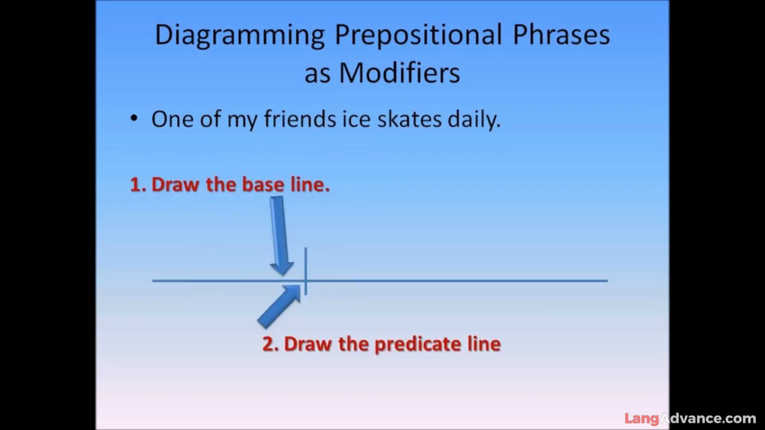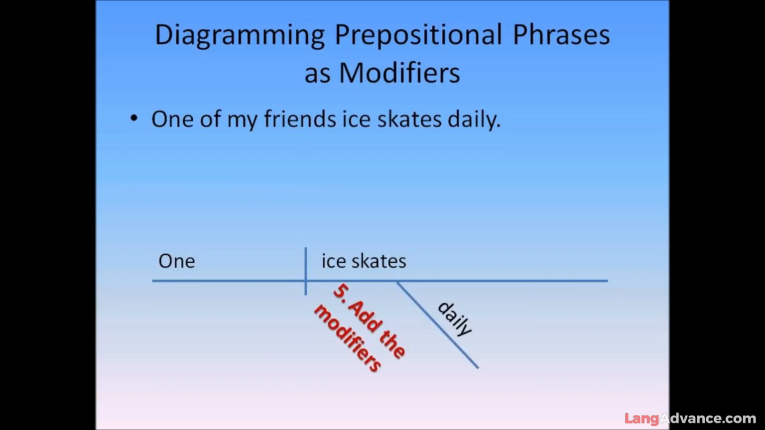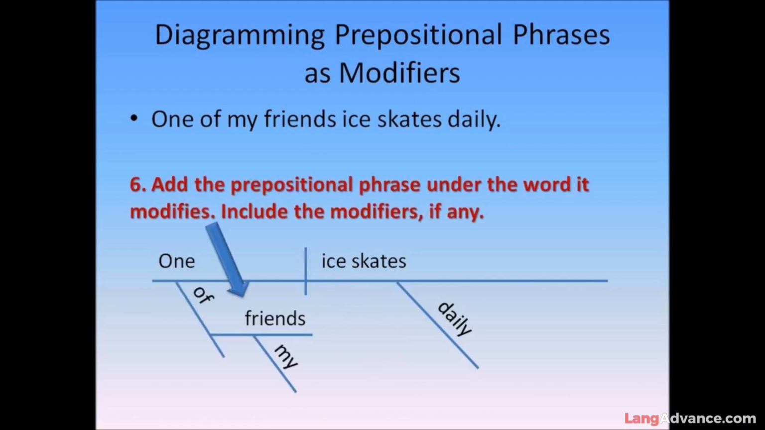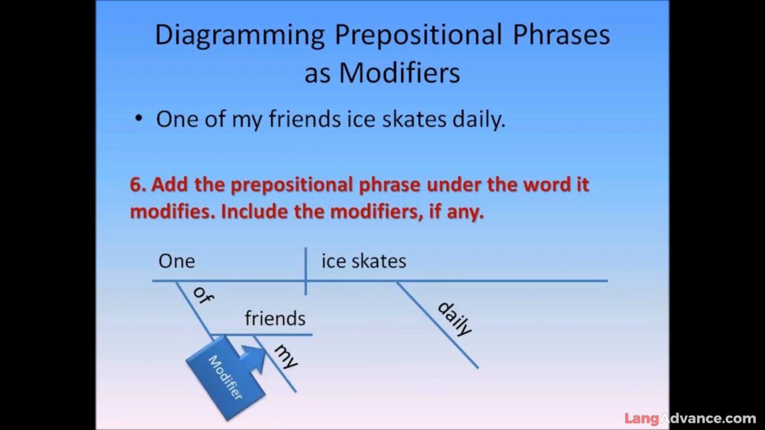We draw the baseline and the predicate line. Then we fill in the subject and the verb. In this instance, one is the subject, ice skates is the verb. It's a specific type of skating, so I'm using it as a compound verb. Then we'll add the modifiers. Daily describes when the friend ice skates. Of my friends describes one. It makes it more specific who it is you're talking about. Of is the preposition. The object of the preposition is friends, and my is the modifier.